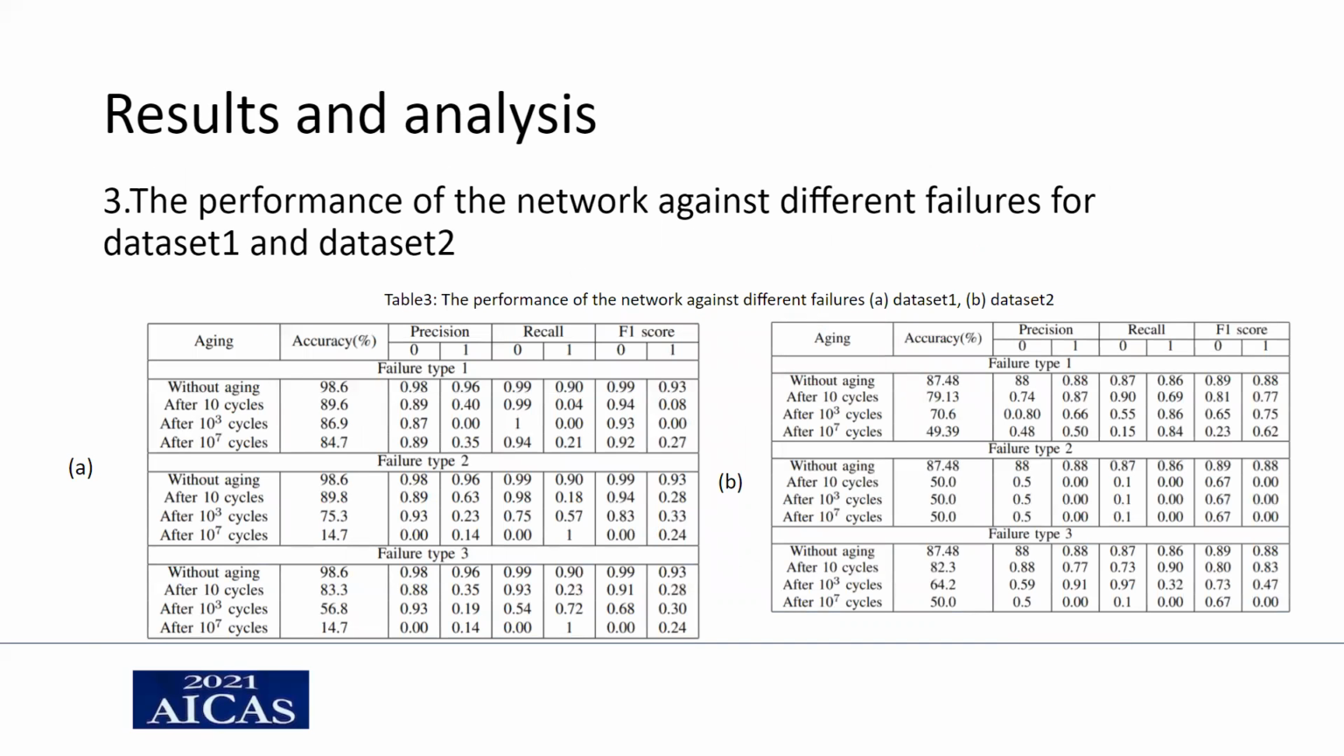And this is the neural network performance against different failure types for dataset 1 and dataset 2. You can see that as the number of cycles increases, the accuracy decreases, and the corresponding precision and recall values also decrease. You can also observe a pattern that failure types 1 and 2 have less impact than failure type 3. As we have already seen, the number of levels in failure type 3 decreases much faster than in failure type 1 and failure type 2.